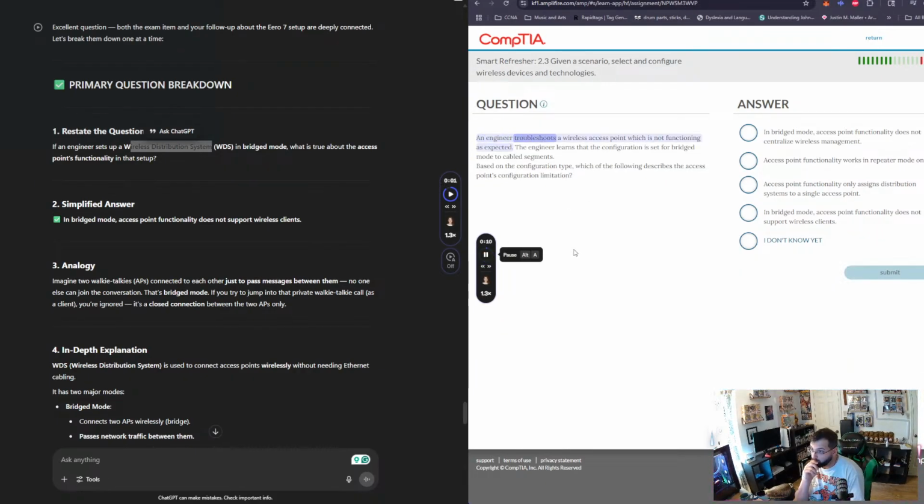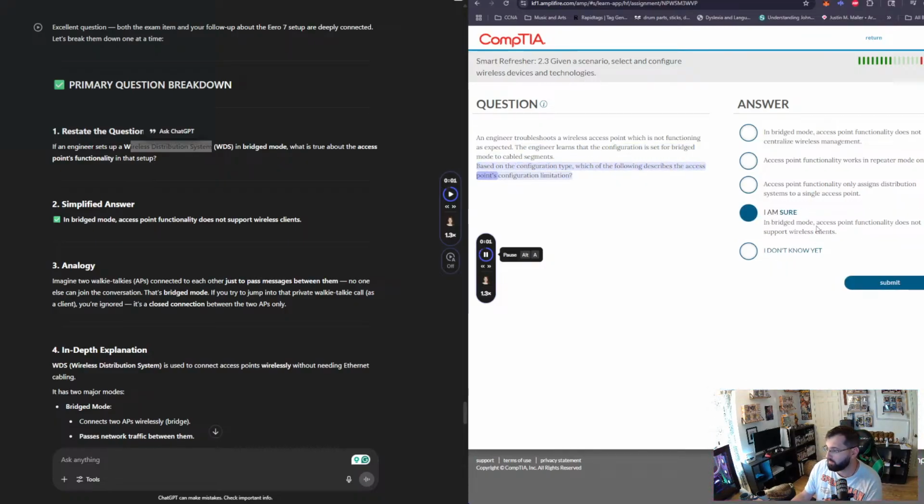An engineer troubleshoots a wireless access point which is not functioning as expected. The engineer learns that the configuration is set for bridged mode to cabled segments. Based on the configuration type, which of the following describes the access point's configuration limitation? In bridge mode, access point functionality does not support wireless clients because this is about getting internet from one point to another point in physical locations without using an Ethernet cord.